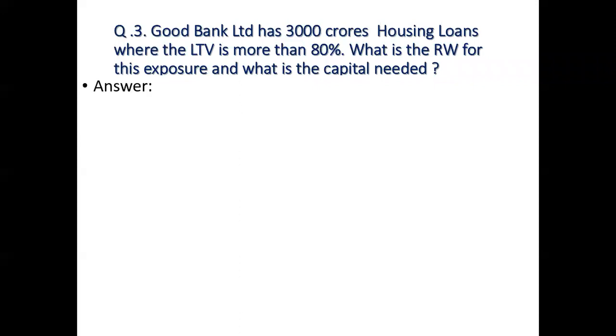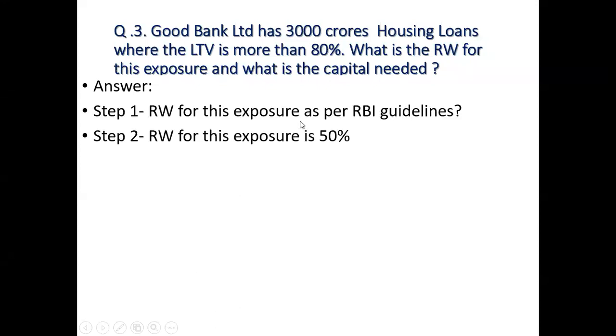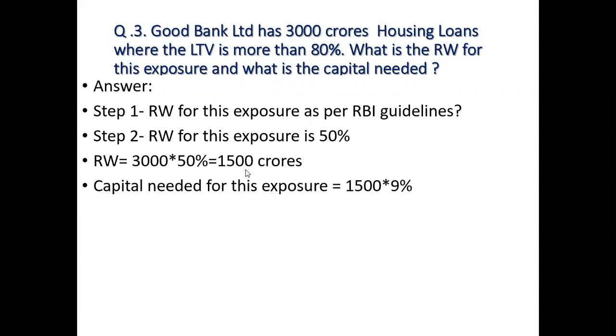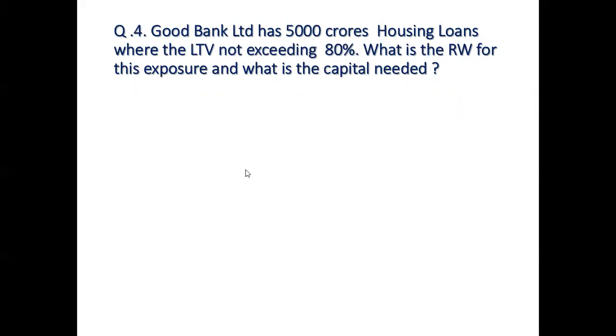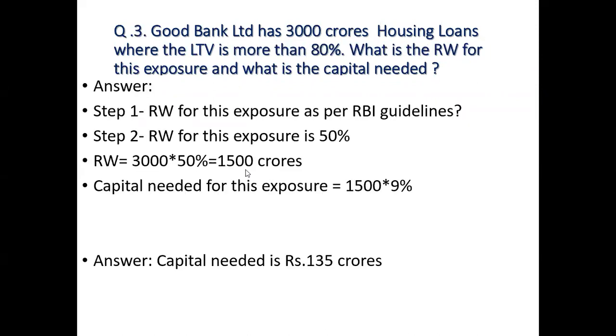Questions will help you. Now they will give a live example. Good Bank has got 300 crores housing loan where the LTV is more than 80%. That means 50% risk weight. So 300 into 50%, 150. Though you have given 300 crore, the risk weight is 150. Now what is the capital needed? Another 9%. So 13.5 crore is the capital needed.